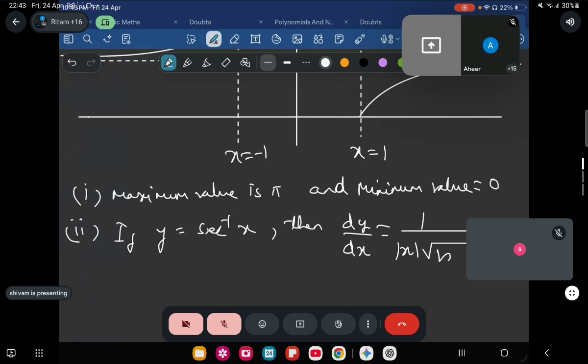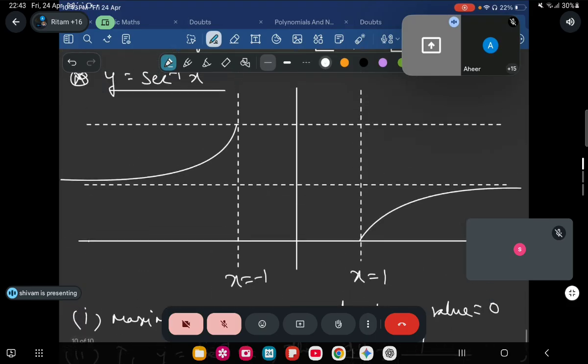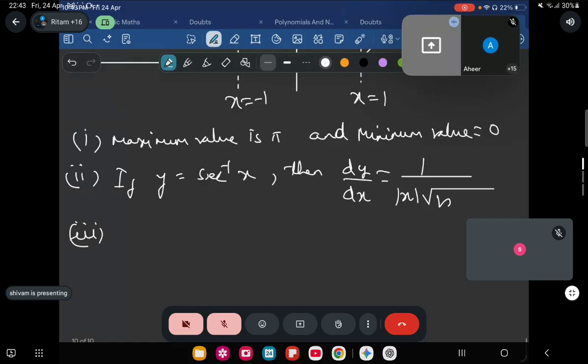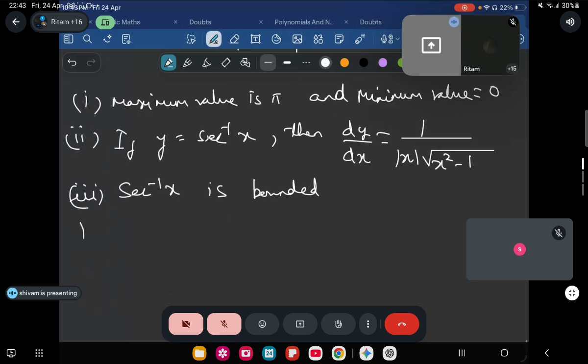Okay. Next. Is sec inverse bounded? What do you think? Can we draw two horizontal straight lines between which we can sandwich the graph? Is sec inverse x bounded? Yes, it is bounded. Sir, what have you written in dy by dx? Oh, wait. x square minus 1. Okay, next. Sec inverse x is a bounded function.